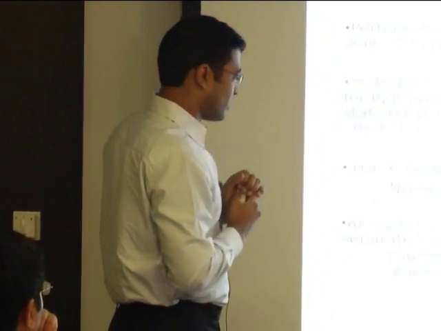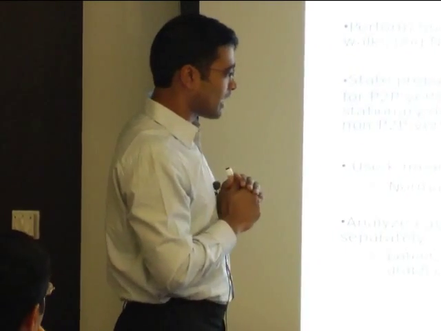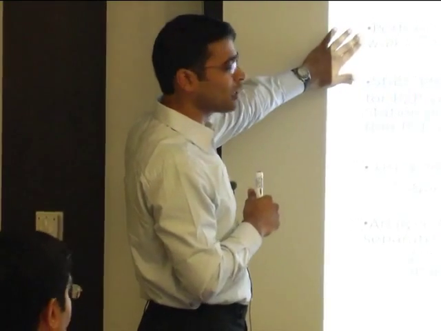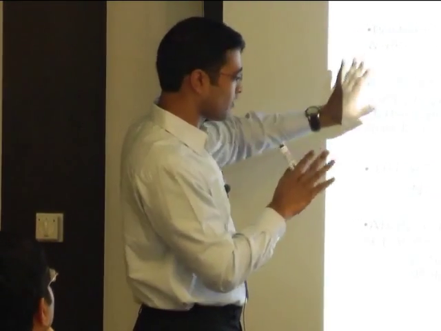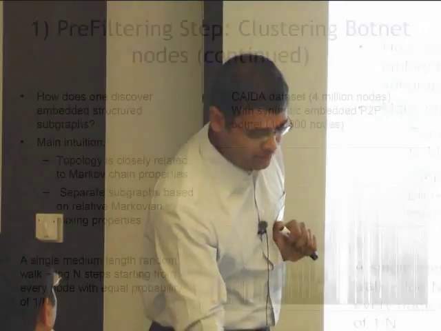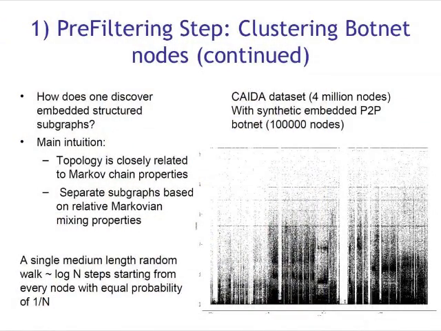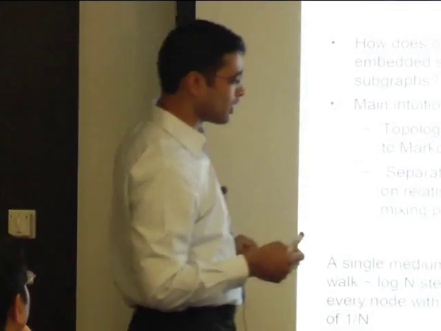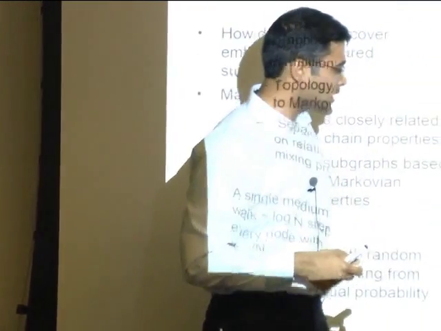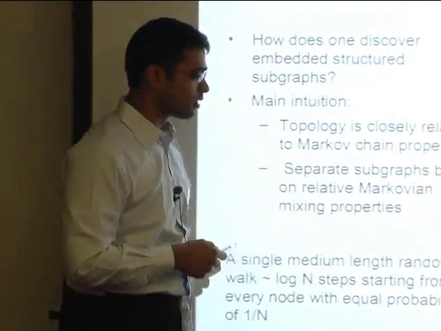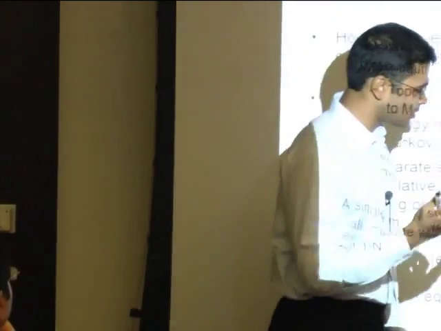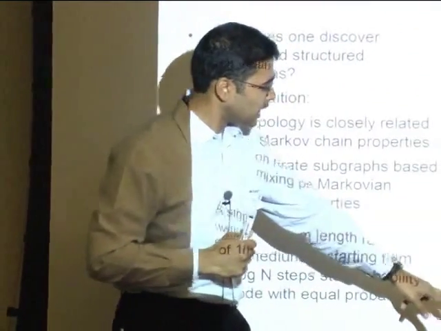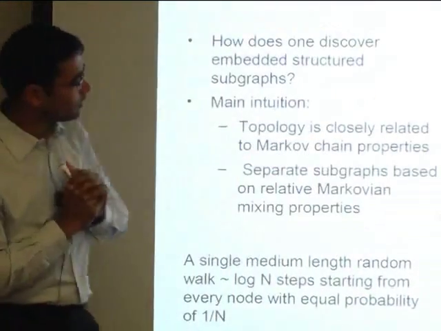What I have here is basically that graph. I said that all you have to do is a single walk, but you have to do a little bit more than that. Let me just describe what is actually done. Here's a Kaida data set with about 4 million nodes, and I started a random walk with uniform probability, 1 over n, and this is the distribution that you get, right? The x-axis doesn't matter.